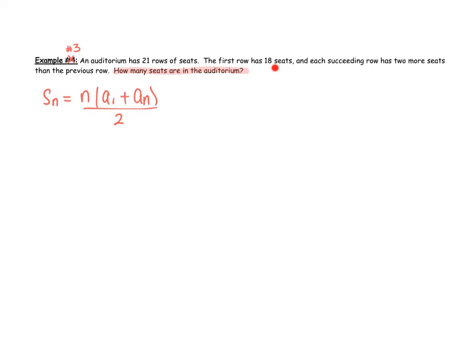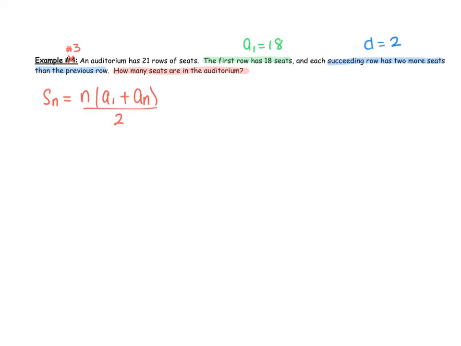So it tells you that the first row has 18 seats. So this first row having 18 seats is our a sub 1. So a sub 1 is equal to 18. And it tells you that each succeeding row has 2 more seats than the previous. That is your common difference. So here, my common difference is 2.